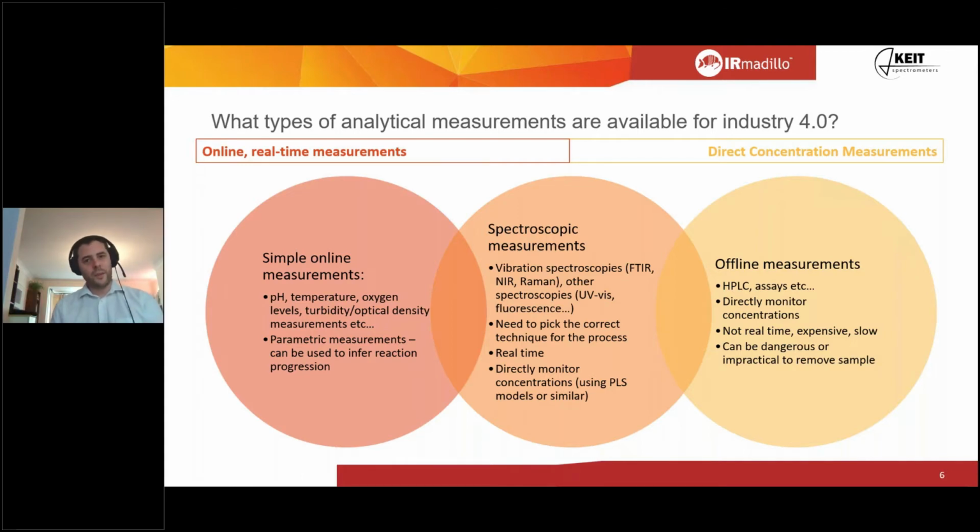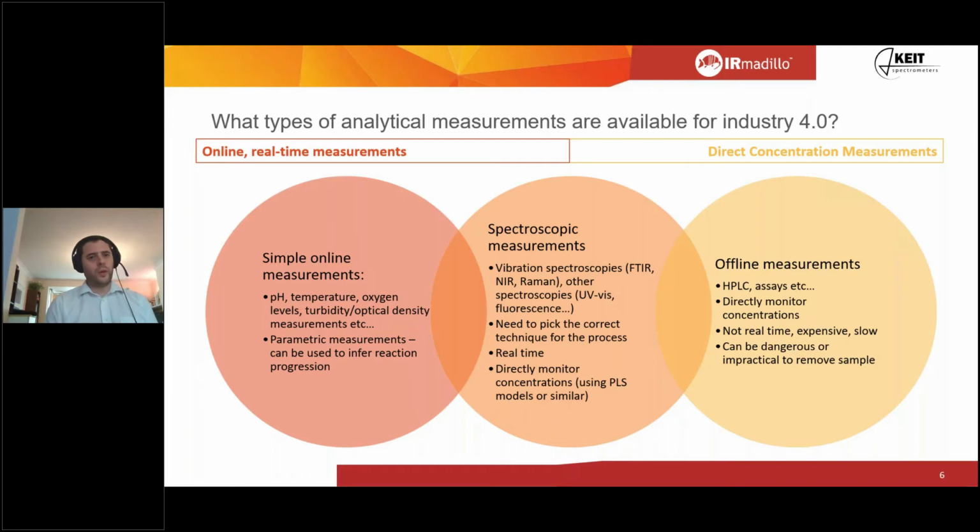And then at the other extreme end of that, we have things that are offline measurements, such as high performance liquid chromatography, chemical assays. These can directly monitor concentrations and give you really meaningful information, but they're very slow. You need to take a sample offline. It's difficult to automate that, and they can be very expensive.